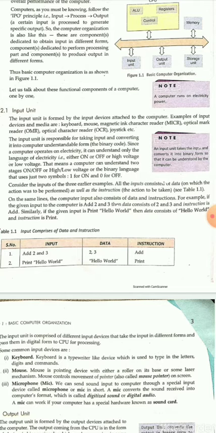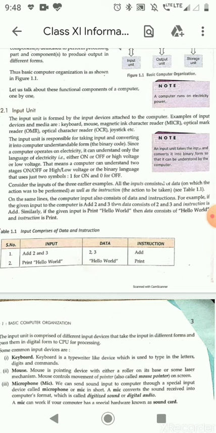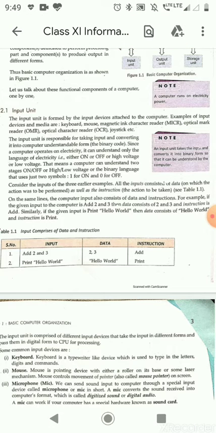MICR, magnetic ink character reader, is used to read characters that are printed with the help of magnetic ink. Actually, these are used to read checkbooks. OMR and OCR you already know. OMR is used to read OMR sheets, and the optical character reader is used to convert text into computer-understandable text. That means if we write something on a sheet of paper and process it with the help of OCR, it will convert it into the form of internal characters in the computer.